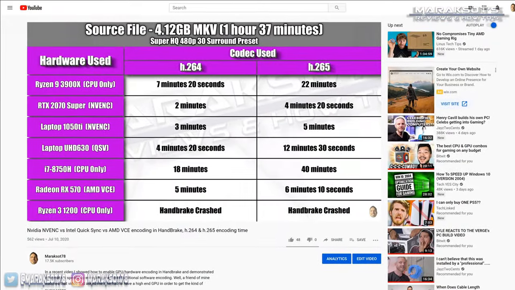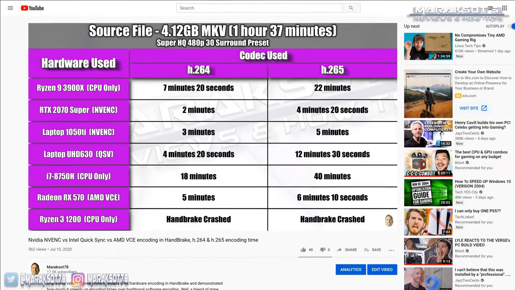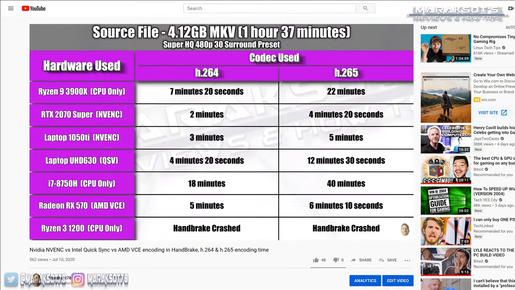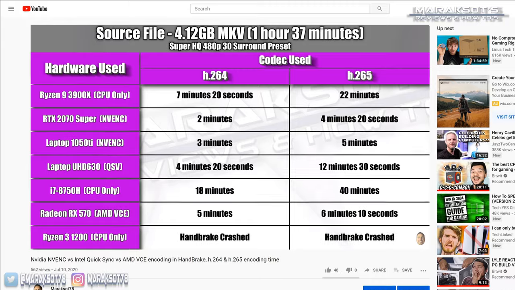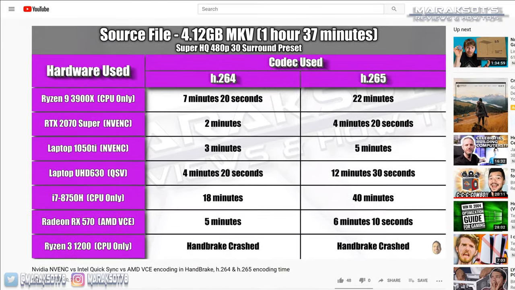If you haven't seen my last video, in it I compared the encoding times in Handbrake using Nvidia NVENC, Intel QuickSync, and AMD VCE. The thing that I left out of that video was the final output file sizes using all of the different video encoders. The main reason that I didn't include them was because the thing I was most interested in at the time was the time savings that GPU encoding offers over CPU encoding.